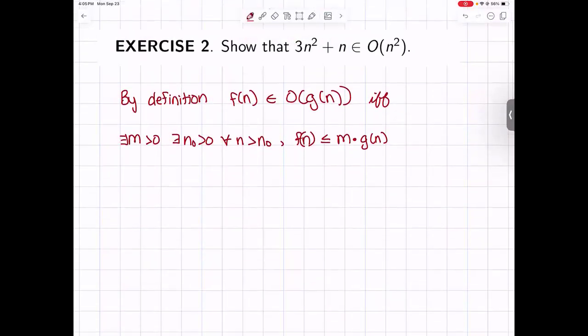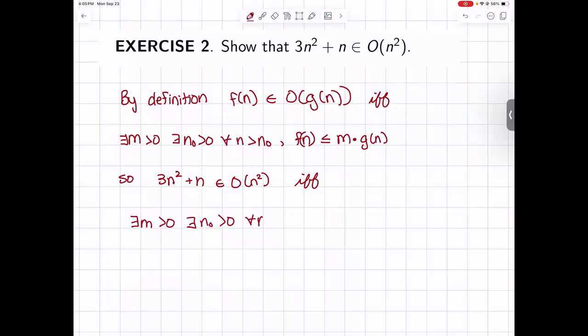Holding on to that, what was our original problem? 3n squared plus n will be in here if and only if there exists an m greater than 0 and an n naught greater than 0, for all n greater than n naught, where 3n squared plus n is less than or equal to m times n squared. There we go. So now we have this problem space, just as we would want there to be.